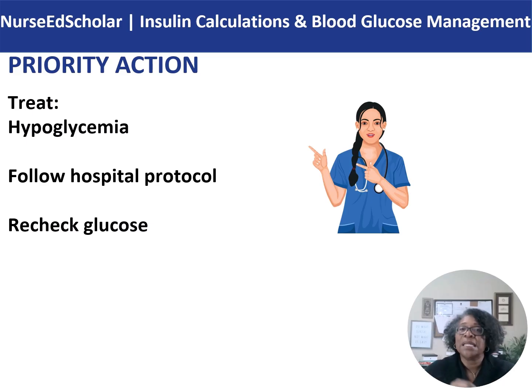Now, if the patient is NPO or unconscious, then you may have orders for IV dextrose, IV glucagon for your patient. And after you give it, you're still going to reassess your patient. You're still going to check their blood glucose, and then you are going to communicate your findings with your provider.